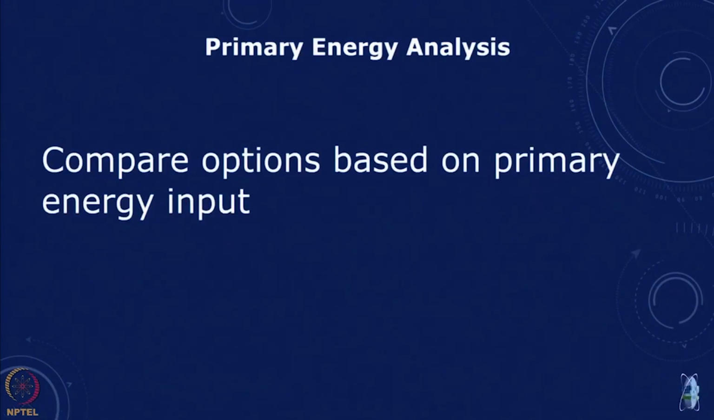So, in primary energy analysis, what we are doing is we are going to compare different options based on the primary energy input. For a given final energy service or final output which is required, we would compare these options based on the primary energy. We will draw the energy flow diagram or the energy chain for each of these options, then work backwards and compare the primary energy input.